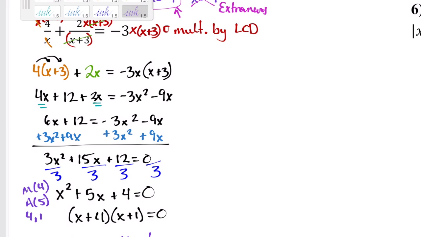So plugging in a negative 4, it would be okay. Negative 4 plus 3 would give me negative 1. That's totally cool to have in the denominator. And then plugging in a negative 1, I would have a negative 1, and negative 1 plus 3 gives me a positive 2. So these are both pretty awesome solutions.